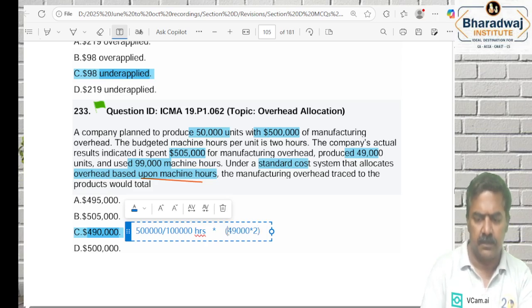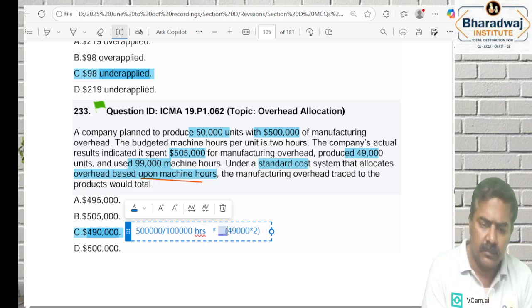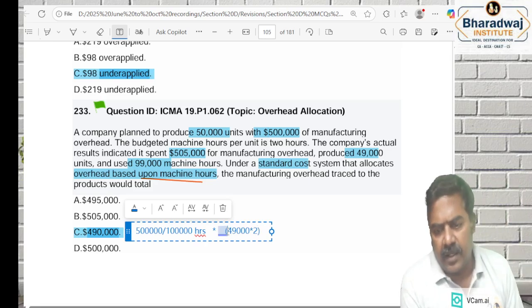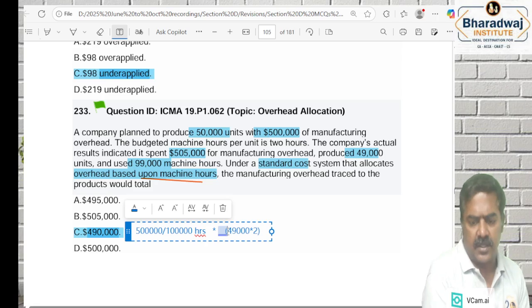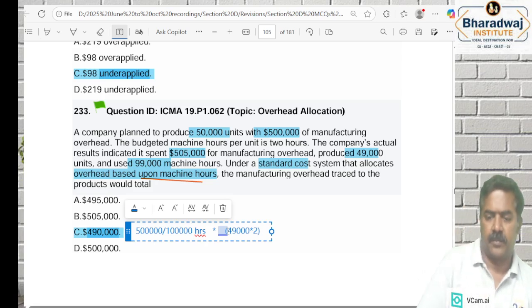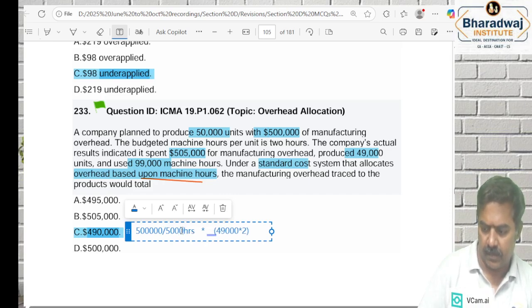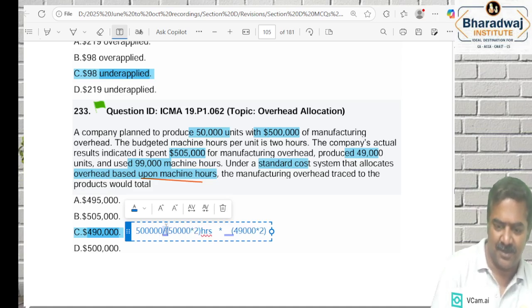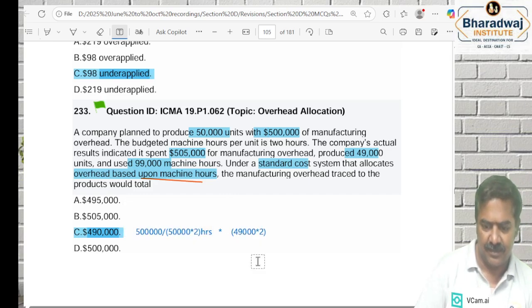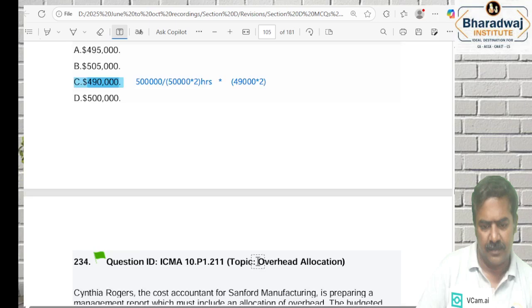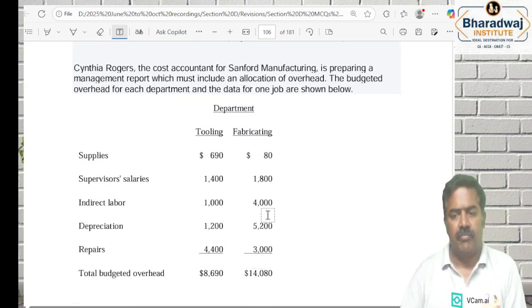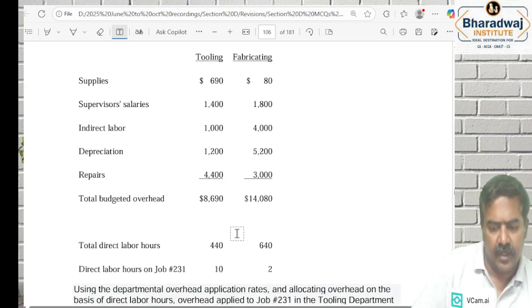Same thing. 5 lakh divided by 1 lakh hours. That is 50,000 into 2. Yes, you divided by 2, multiplied by 2, same answer. Wow. Let us see the question.